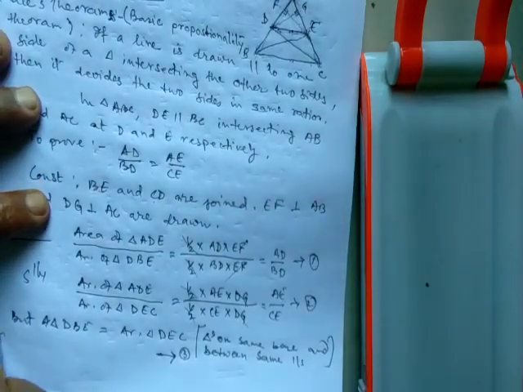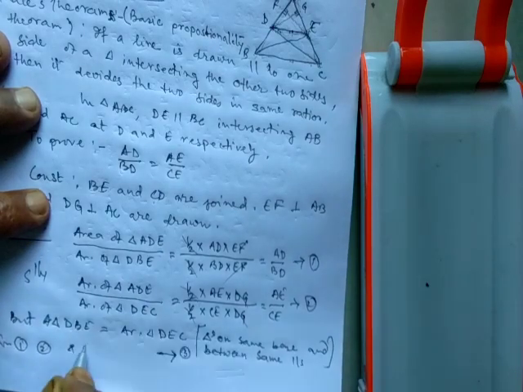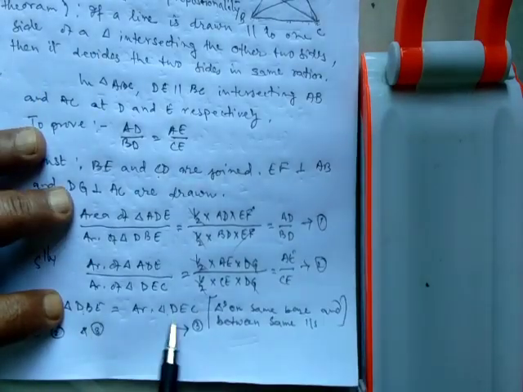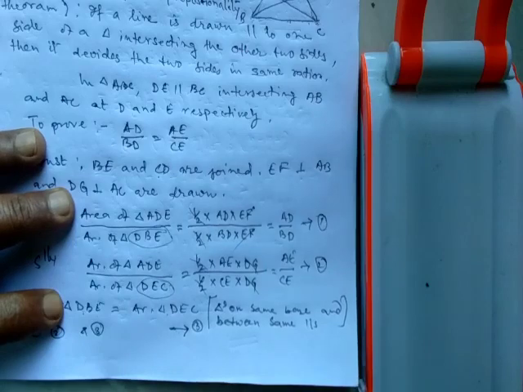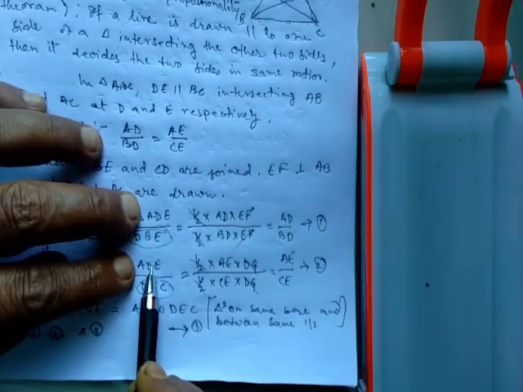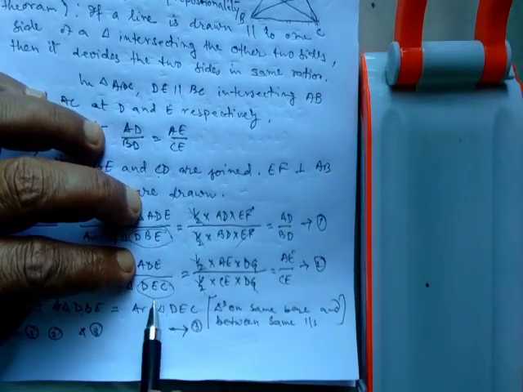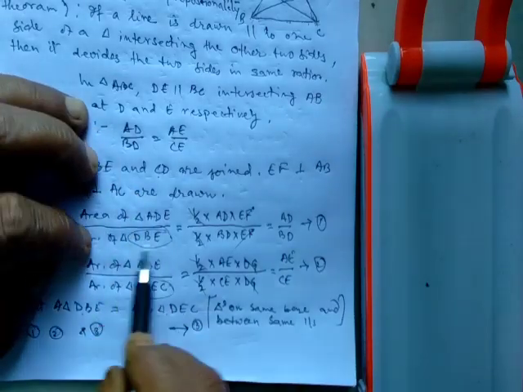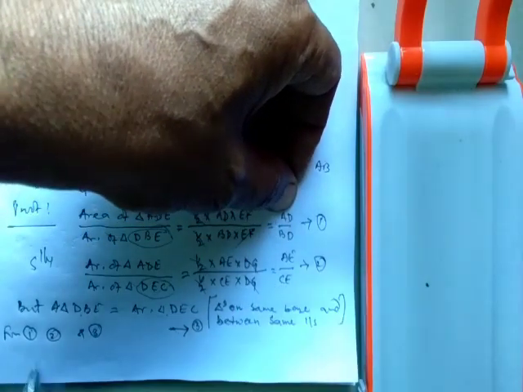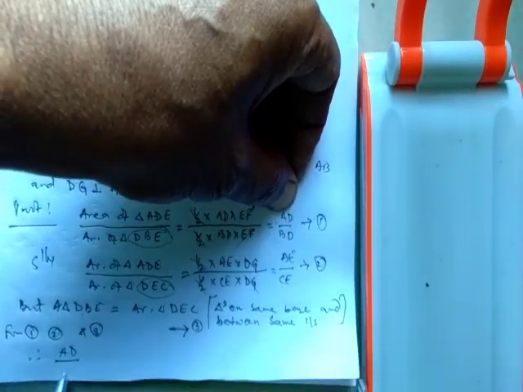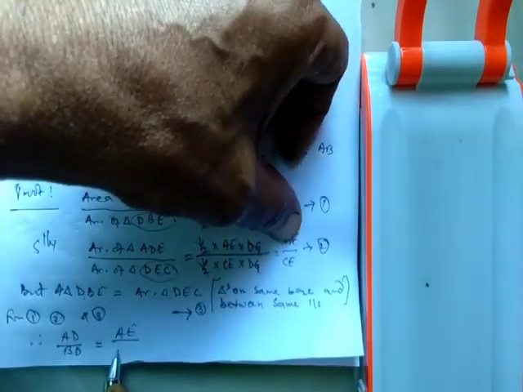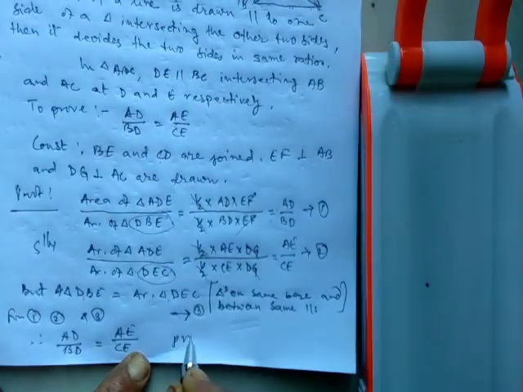From 1, 2 and 3, what you are getting is, see, DBE and DEC, these two are equal. Now the numerators are also equal, and according to 3 the denominators are equal. That means this total is equal to this total. Therefore, AD by BD is equal to AE by CE. This is proved.